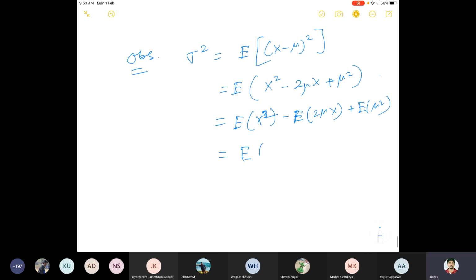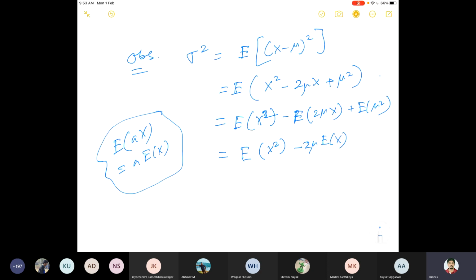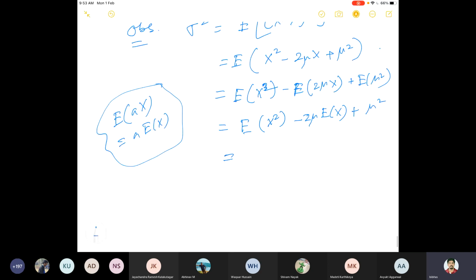So this is expectation of x square minus, 2 will come out, because I already proved the property that the expectation of a times x is equal to a times the expectation of x. If you scale it up, the expectation automatically gets scaled. Here it is 2 mu times x, so 2 mu will come out: 2 mu times E of x, plus E of mu square. You already proved that for a constant random variable, the expectation is always the same. So this is E of x square minus 2 mu, where E of x is itself mu. So it is minus 2 mu square plus mu square. So this is expectation of x square minus mu square.